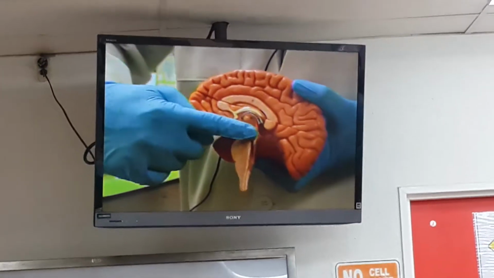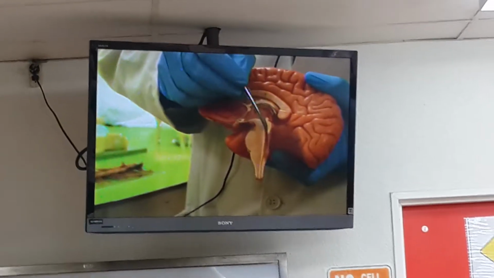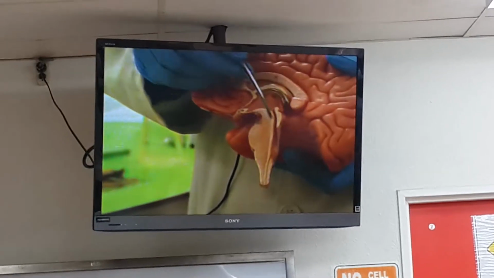This part is the midbrain. Inside the midbrain you can see one cavity. This cavity is called the cerebral aqueduct. This cavity is inside the midbrain.